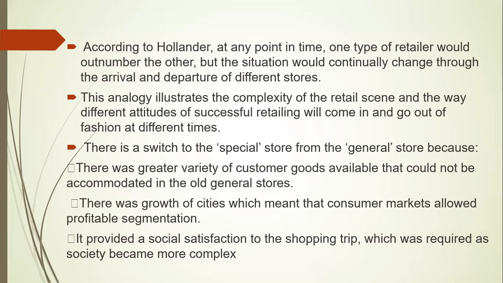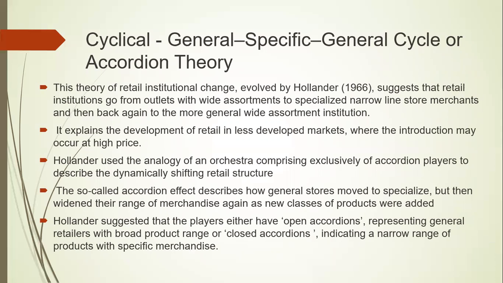There was a growth of cities, which meant that consumer markets allowed profitable segmentation. Obviously, where there is a growth of cities, it always means profit making, and it can be a segment. It provided social satisfaction to the shopping trip, which was required as society became more complex. Social satisfaction, we all know. We call it a shopping trip where the family comes. It was required as society became more complex, so it is changing day by day. So this was the accordion theory.